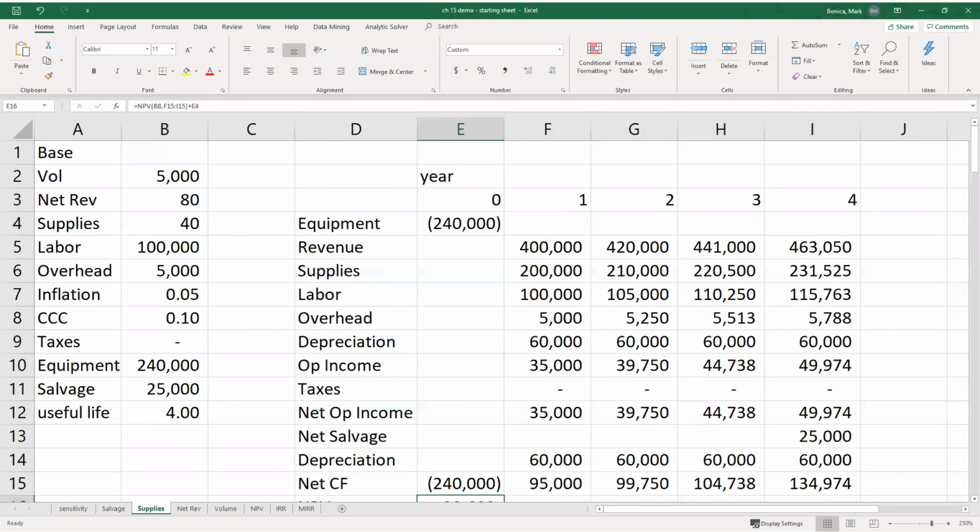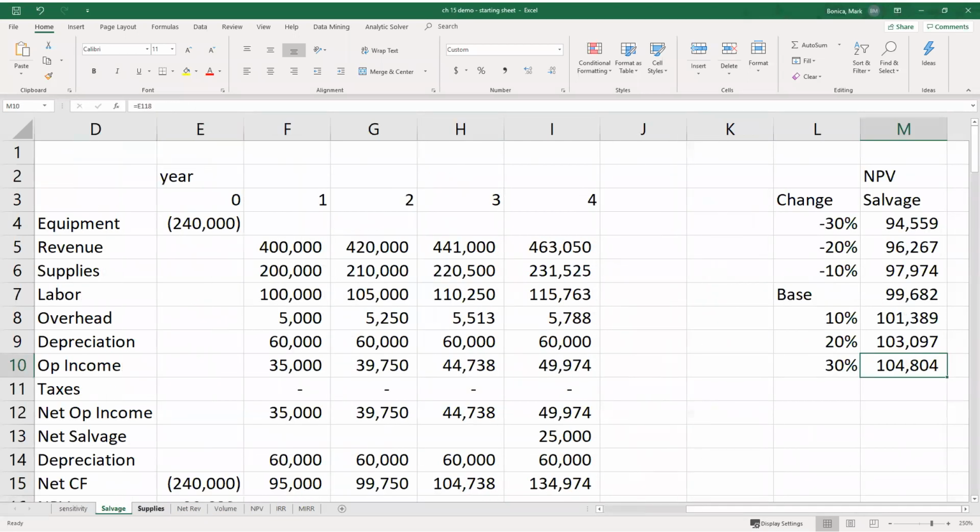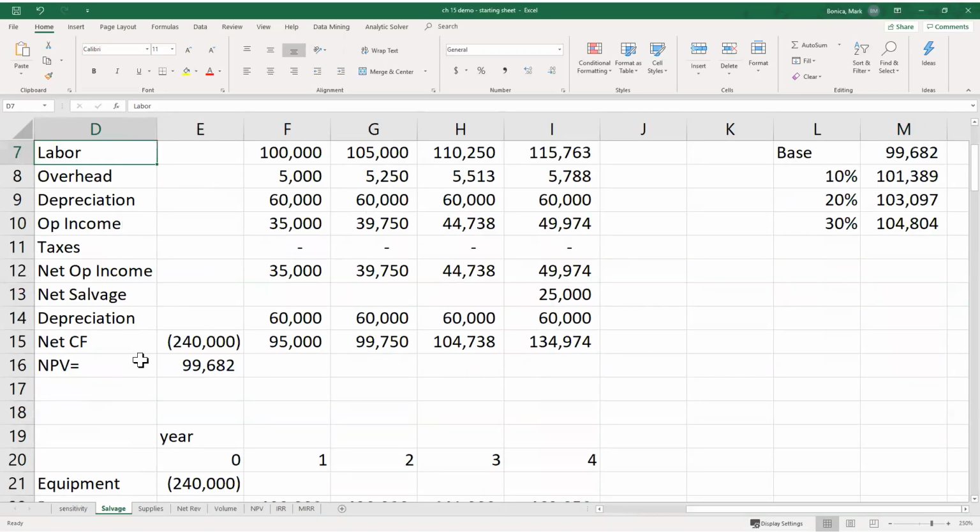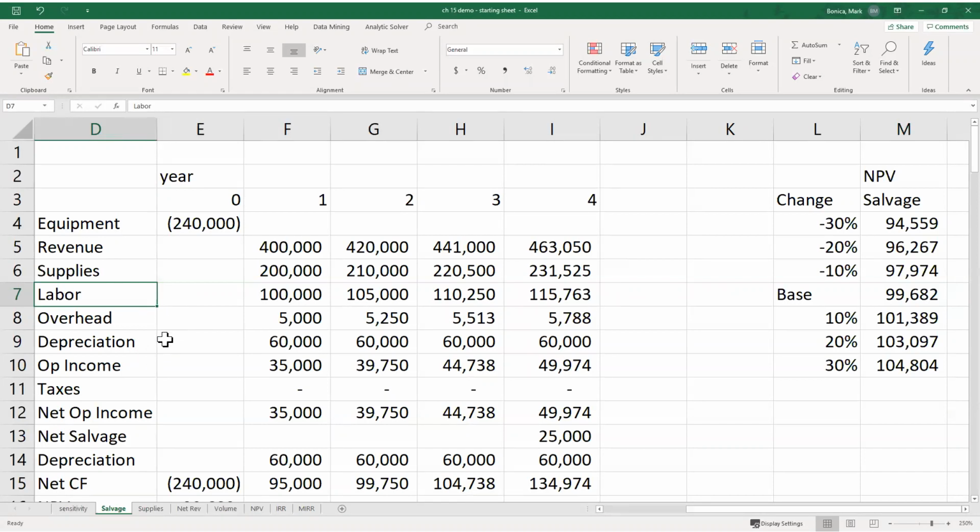Then we varied supplies, we varied salvage, and you could have chosen to vary overhead if you'd wanted to. You can't vary depreciation, but you could have varied labor. One thing we could also have varied that we didn't really get into was our inflation assumptions, like how sensitive are we to our inflation assumptions. So any of those could be varied.